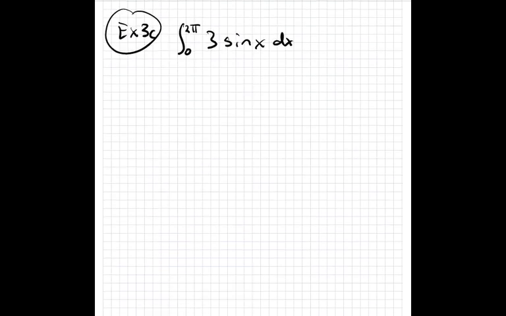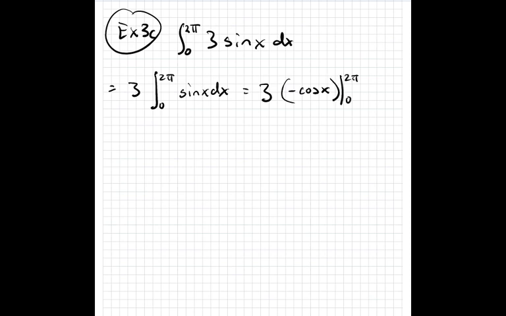One of the properties is that we can move the constant in front. We might have to break this up. If we move the constant to the front, the integral from 0 to 2 pi of sine x dx. The derivative of sine is cosine, and the derivative of cosine is negative sine. So it should be negative cosine of x from 0 to 2 pi.